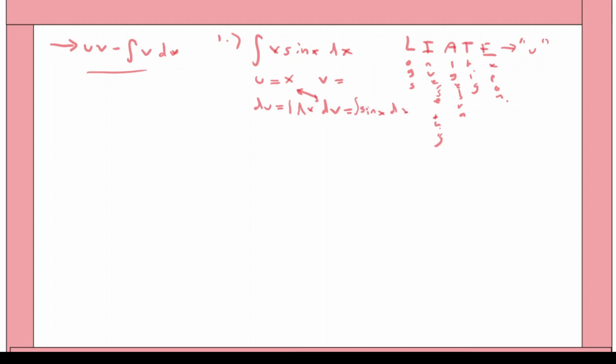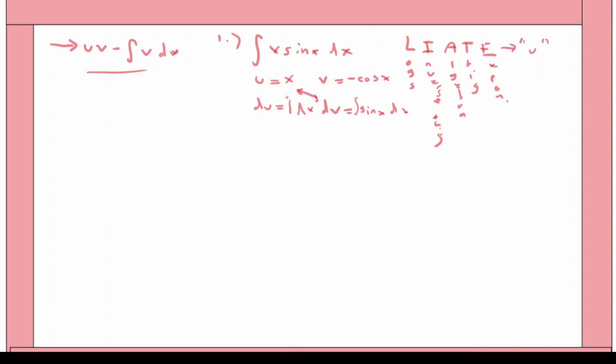So sine's integral, of course, we know is negative cosine. So negative cosine is going to be our v. And if it helps, you always can take the derivative. So cosine's derivative is, right, negative sine, and negative times negative gives you just sine, because it's positive. So that's how you can check it if you're unsure. But that's how we define all our variables.